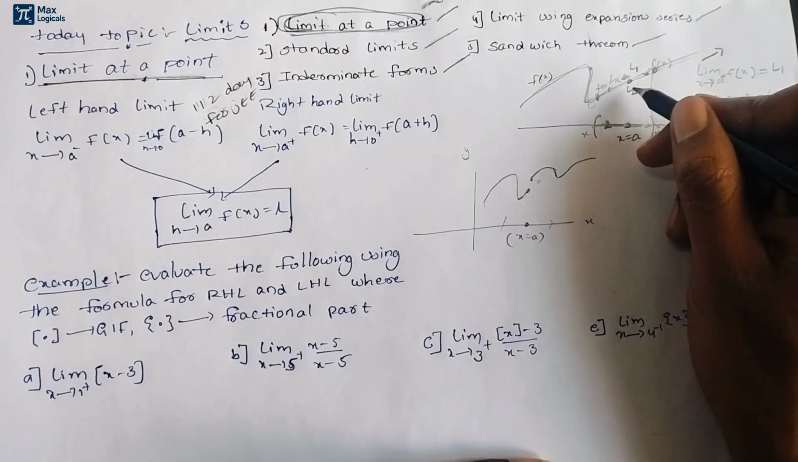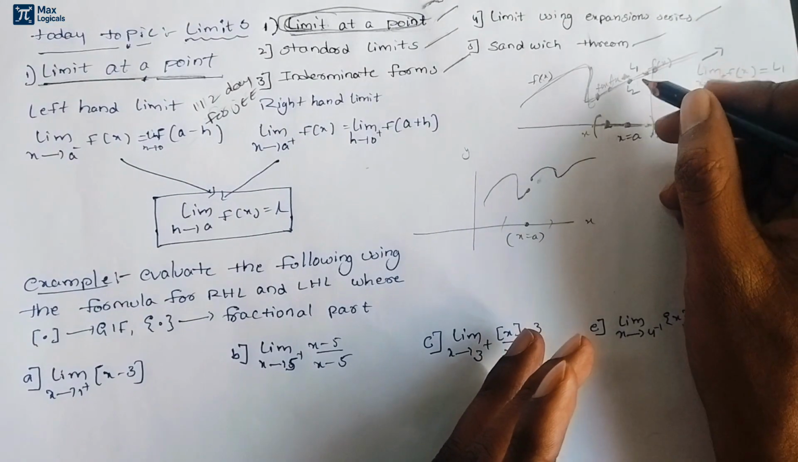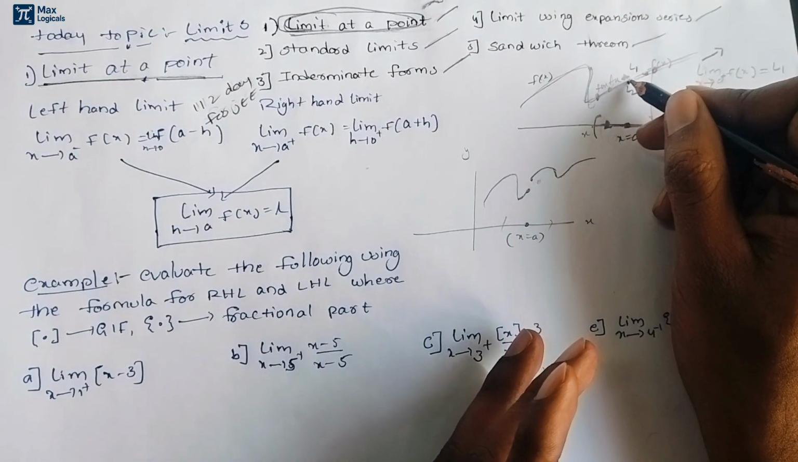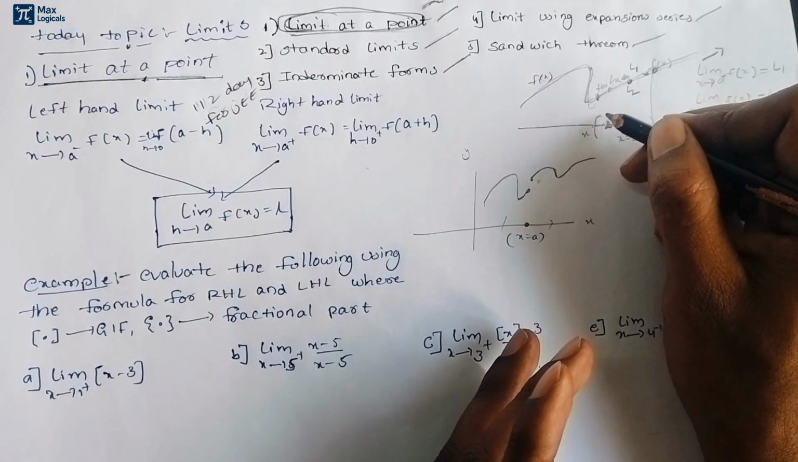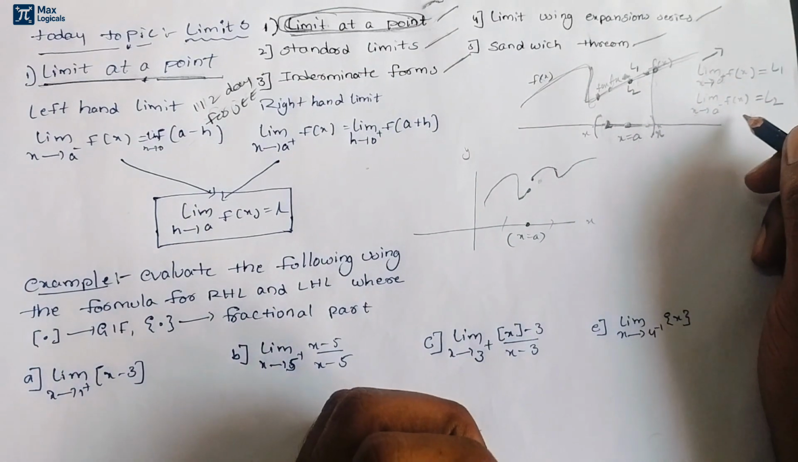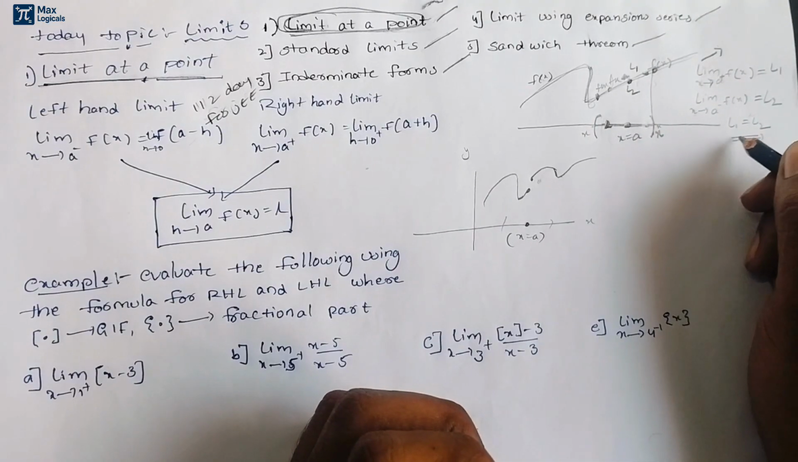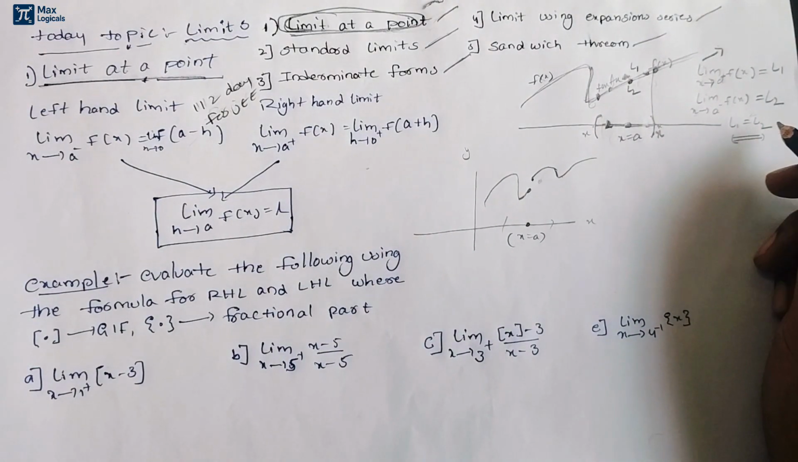We know the left hand limit and right hand limit approach the same point. That's why L1 equals L2. This is called the limit exists.